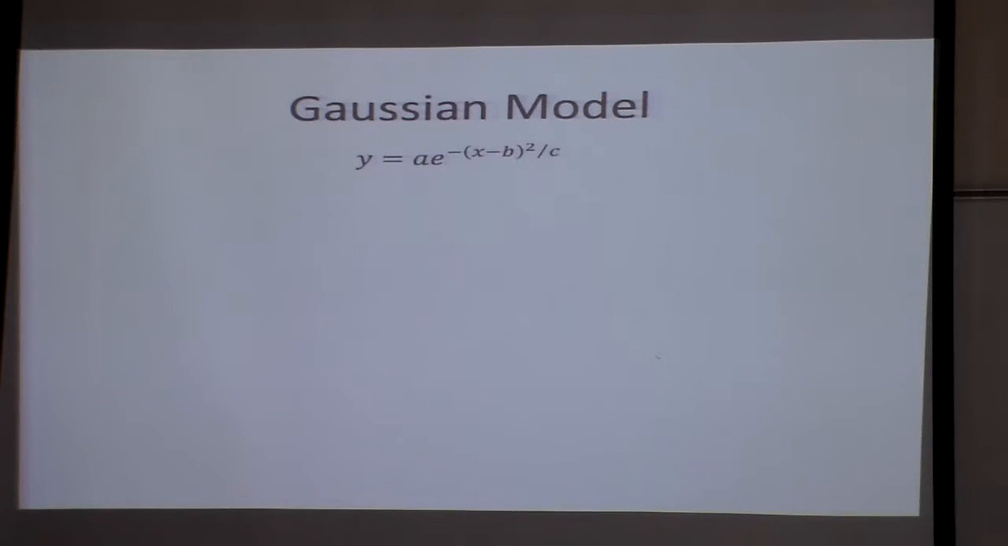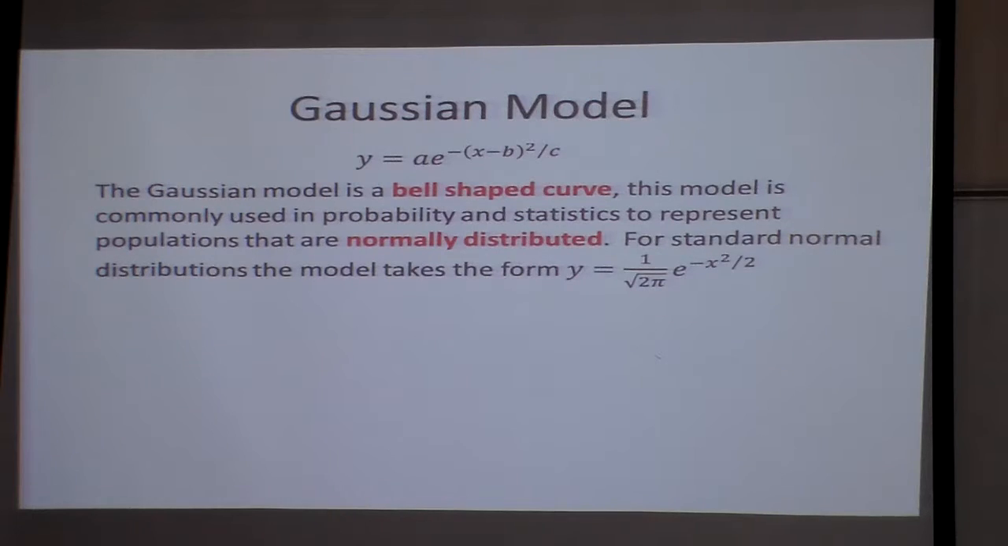The Gaussian model is, in a sense, a bell-shaped curve. This is used a lot in statistics to represent populations that are what they call normally distributed. For the standard normal distribution, that is the actual formula right there: 1 over square root of 2 pi times e to the negative x squared divided by 2.